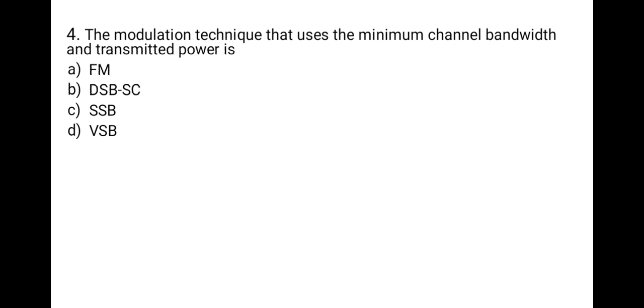The next question, the modulation technique that uses the minimum channel bandwidth and transmitted power is. And the correct option is SSB. Because in SSB, only a single sideband is transmitted. It is the lower or upper sideband. So, it requires minimum channel bandwidth and also less transmitted power. So, the correct modulation technique is SSB.